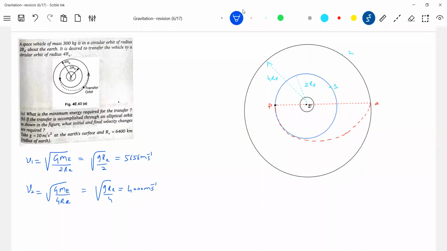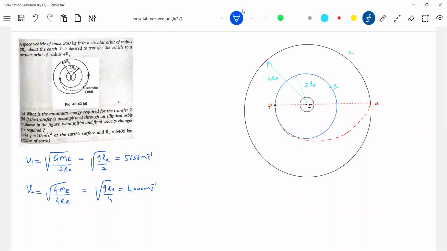So it was moving in orbit with a speed, how much, the satellite? 5,656. It has to be sent to a higher orbit of radius 4RE, where the orbital speed will be 4,000 meter per second. So that has to be accomplished through a transfer orbit. And the transfer orbit is already indicated in the diagram. So now from V1, I should make the velocity to perigee. Perigee is the one which is near to the focus. That will be perigee. The farther point from the focus will be apogee here.